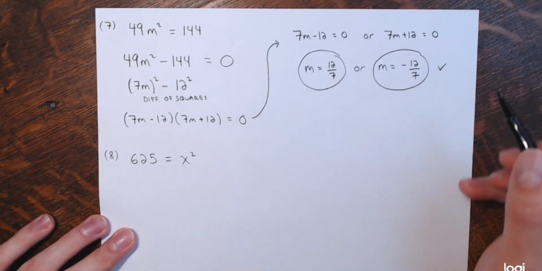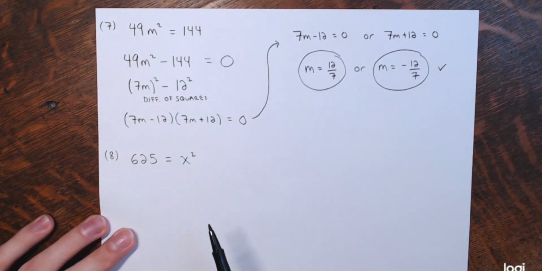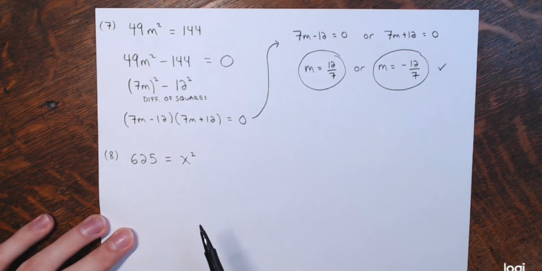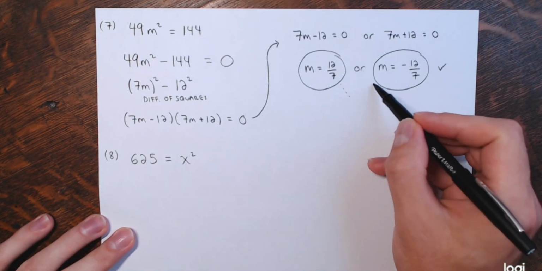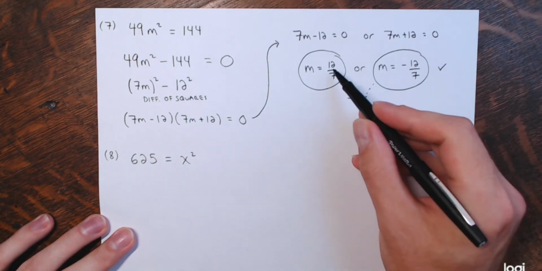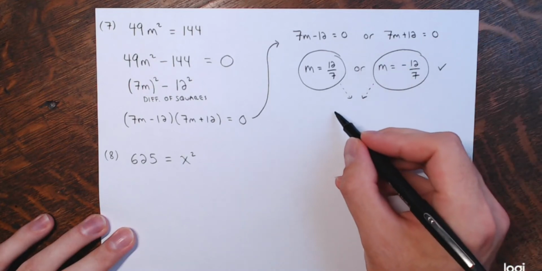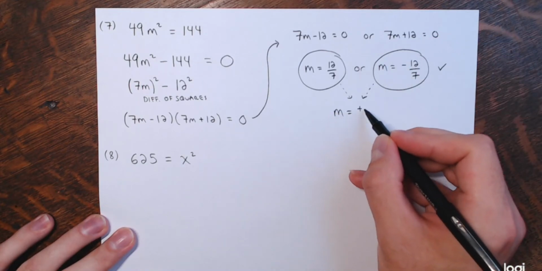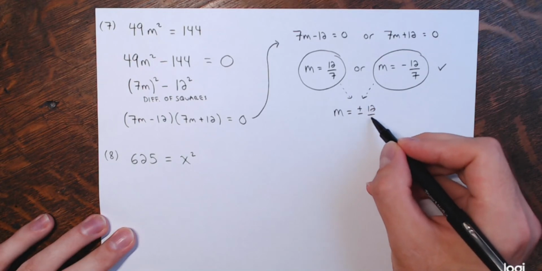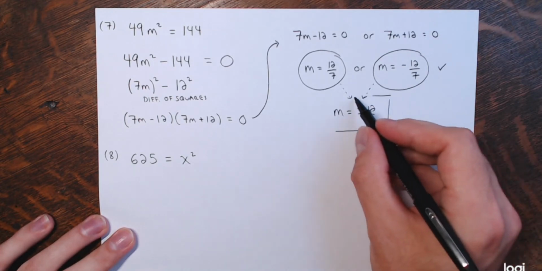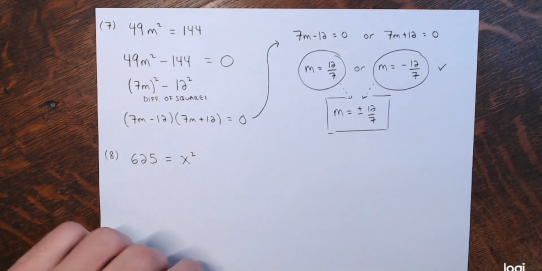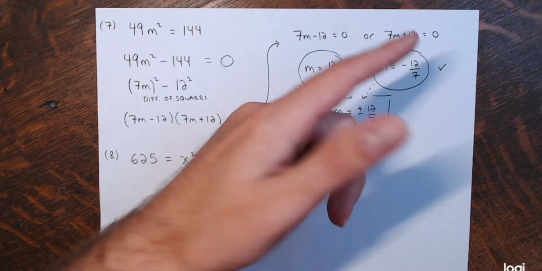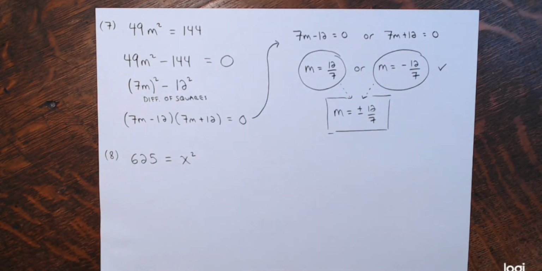Again, don't forget to check them back in the original statement. Replace m with 12 sevenths or negative 12 sevenths, and both will make the equation true. Now, since both of these are the same thing, just different signs, one's positive, one negative, you could also say that m equals plus or minus 12 sevenths. Right? This means the same thing. One positive 12 sevenths, one negative 12 sevenths. But either way, you have two solutions.